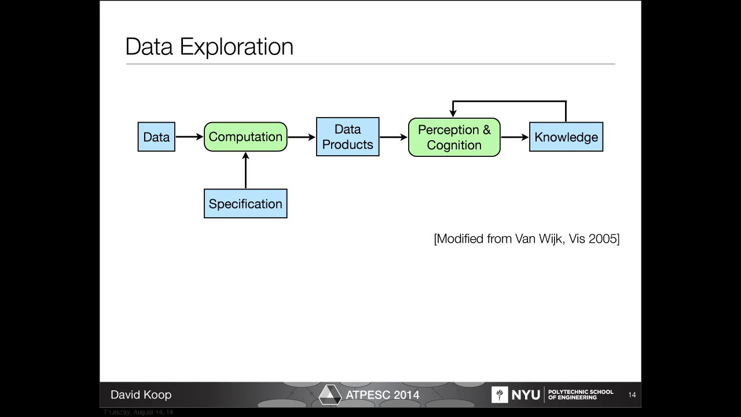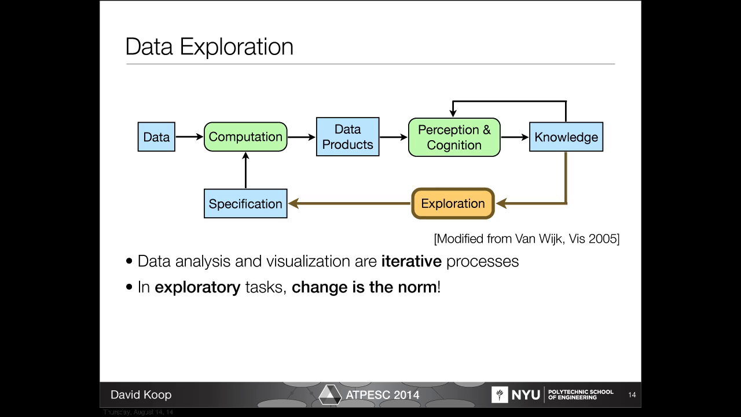It's not just this linear path from data or simulation through to some products where we look at them and say, oh yeah, I understand what's going on, and then we sort of throw it away, right? What goes on is you find out something from that initial computation, and you want to go back and rerun a new computation, change some parameters, change the technique that you're using at the time. And these processes are iterative. So you're doing data analysis, visualization, these are going to be iterative. And this change is really the norm.